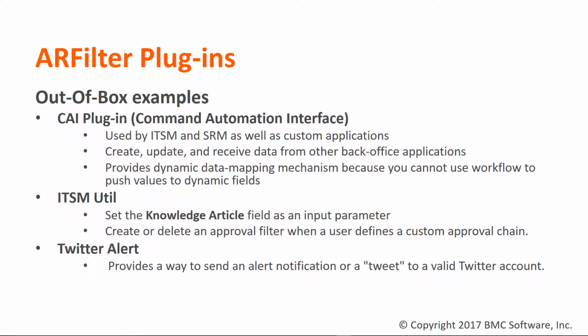Another common plugin is the ITSM util. This is used by RKM to set the knowledge article. It's also used by approval to create or delete an approval filter when a user defines a custom approval chain. And another example is the Twitter alert. This provides a way to send an alert notification or a tweet to a valid Twitter account.